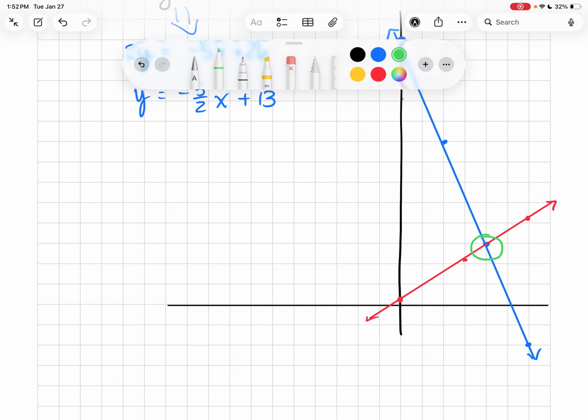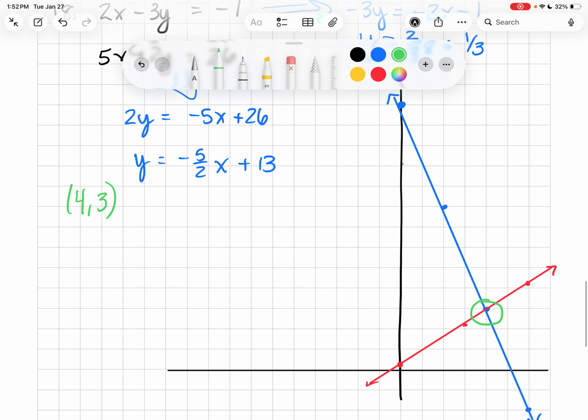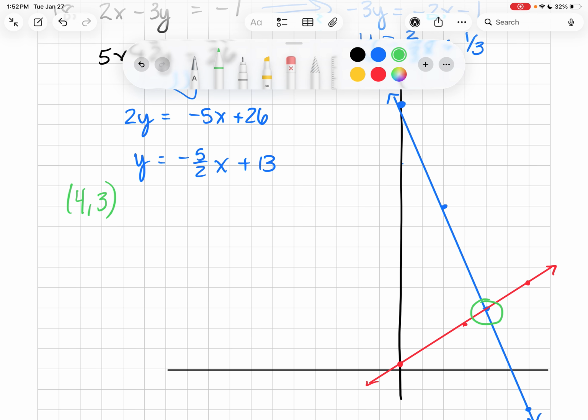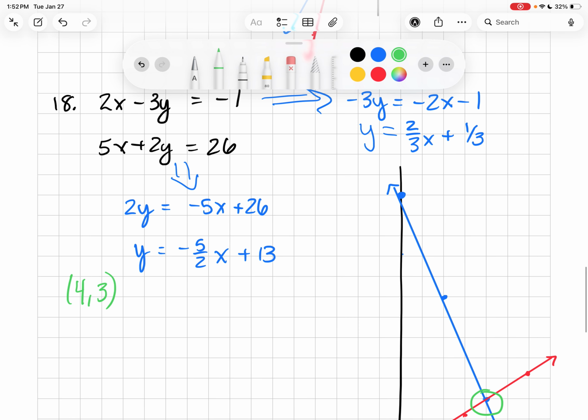So what does this point appear to be? Oh. 4, 3. And there's never a reason to get these wrong because I will know right away if this is right or wrong. Now, I would use the original equation to check. Why do you think I might want to use the original equation?